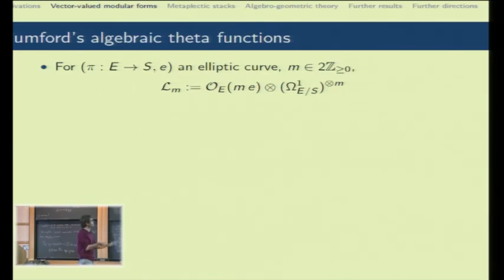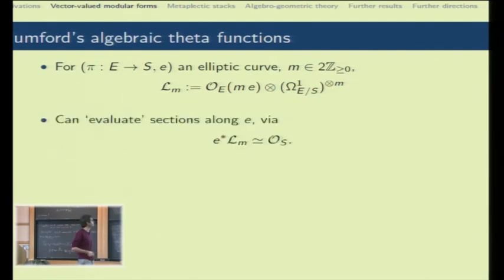And m is always going to be invertible in the base. I take this line bundle, this invertible sheaf, over my elliptic curve. It's essentially the sheaf of functions that have a pole of order at worst m along the identity section. Then we normalize it so that when you pull back along the identity, you get the structure sheaf O_S, you get constants. This is just a normalization factor for your invertible sheaf. So that's the notation I'll be using.